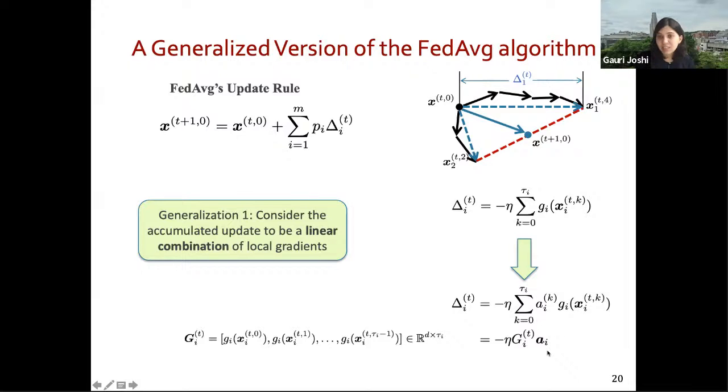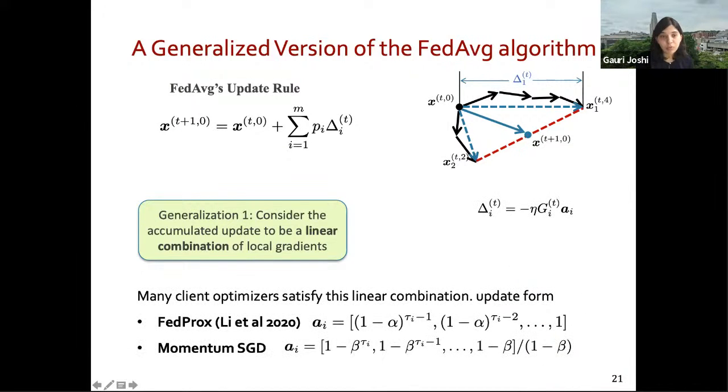The reason this is interesting and important is because by setting different values of a_i, we can control the type of local optimizer at the clients. a_i changes the weights given to different gradients in this sequence at the client. Many local optimizers actually satisfy this linear combination update form. If you do proximal local updates, where the client's update is being pulled back using some regularization term, then a_i becomes like this. If you do, say, momentum SGD locally instead of vanilla SGD, then a_i becomes this vector, where beta is the momentum term. So this linear combination format actually helps us subsume many existing local SGD algorithms.